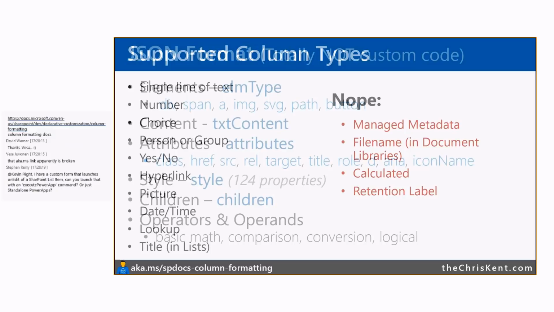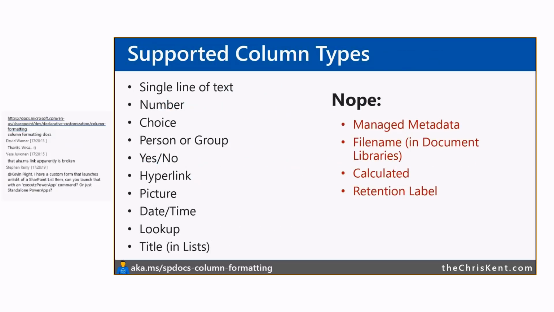All right, so supported column types. They're on the left. The ones on the right are not yet supported. I will tell you, you can work around the file name and document libraries by building it yourself. I've got an example of that on the issues list. If you're interested in that, you can just reach out if that's something you're really wanting to do. But for the most part, this is pretty good coverage.